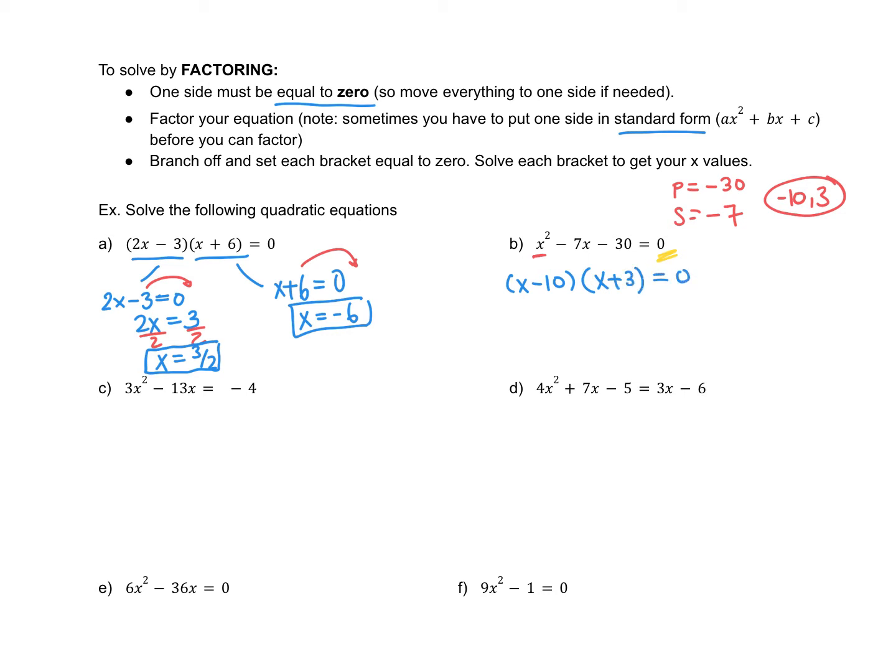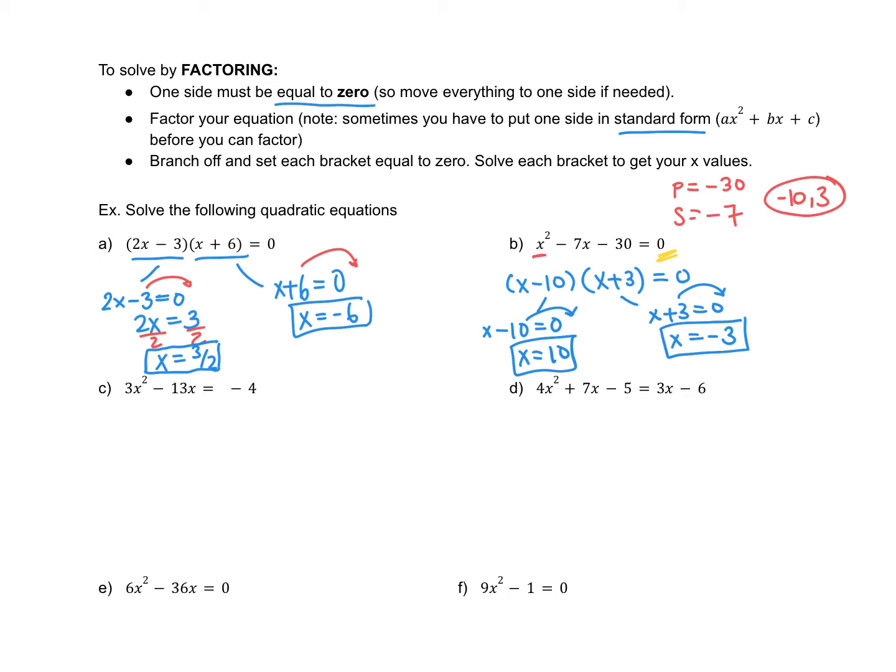Now it is factored. Now we can set each bracket equal to 0. So when I set x minus 10 equal to 0 and bring that negative 10 over, x can equal 10. If I set x plus 3 equal to 0 and bring the 3 over, x equals negative 3. So if I plug 10 into this equation, I will end up with 0 on the left side. And if I plug in negative 3 a separate time into the equation, I'll end up with 0 as well.